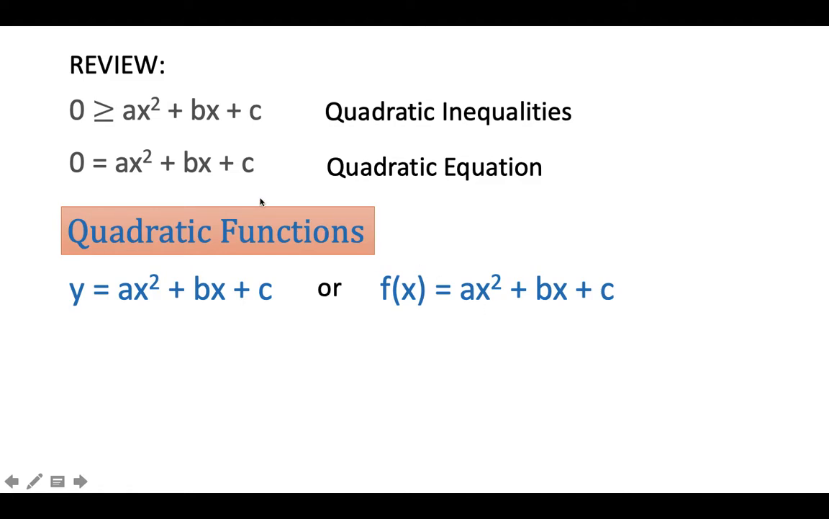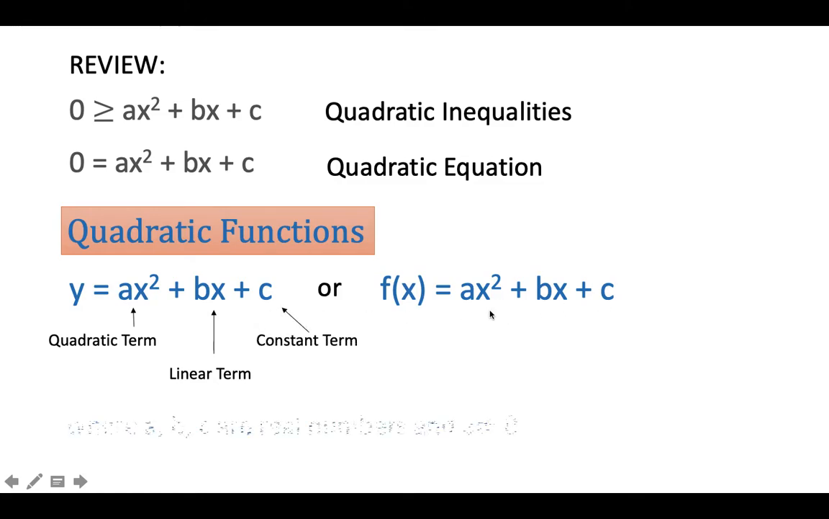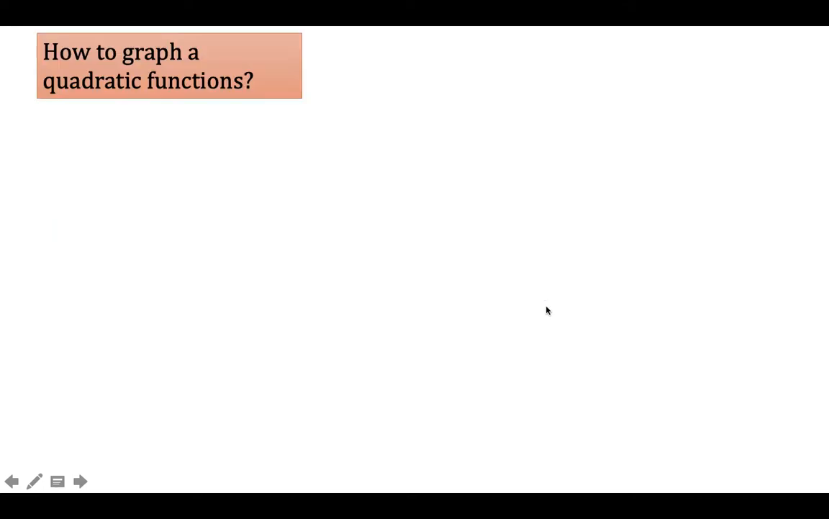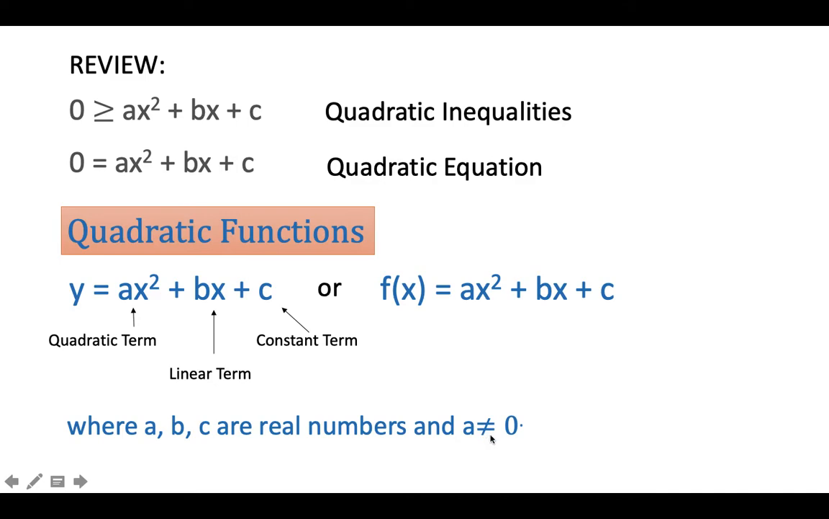I've written these mathematical sentences for us to be able to compare them. The difference of quadratic equation to quadratic function is it is equal to 0, while function is equal to y, or equal to f of x. But the other parts are just similar, like this one is a quadratic term, a linear term, and this one is a constant term. The same with the other functions, where a, b, and c are real numbers, and a is not equal to 0. This a is not equal to 0.